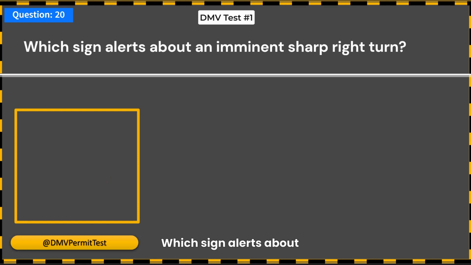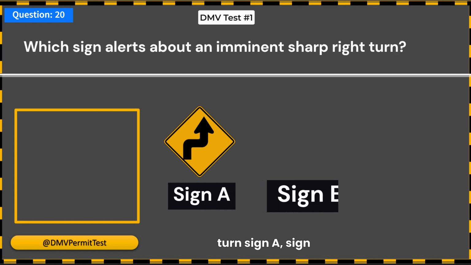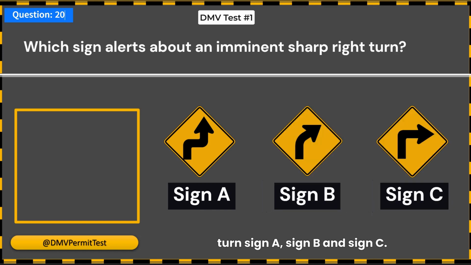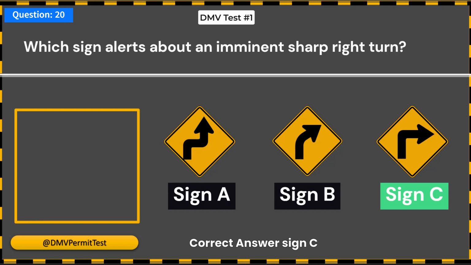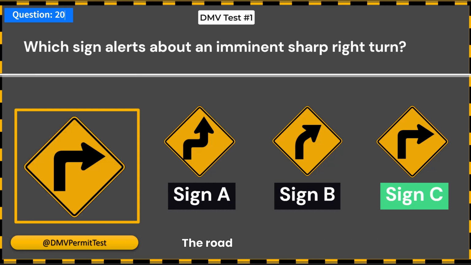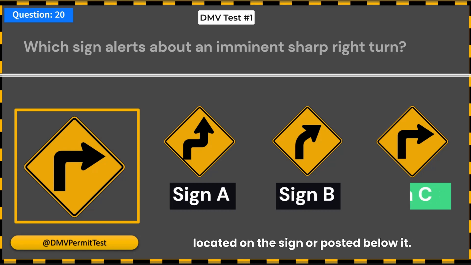Which sign alerts about an imminent sharp right turn? Sign A. Sign B. And sign C. Correct answer, sign C. Sharp right turn. The road ahead turns sharply to the right. You need to slow down substantially, position your vehicle slightly to the right of the center of your lane and prepare to navigate through the sharp right turn. Some sharp turn signs have an advisory speed located on the sign or posted below it.